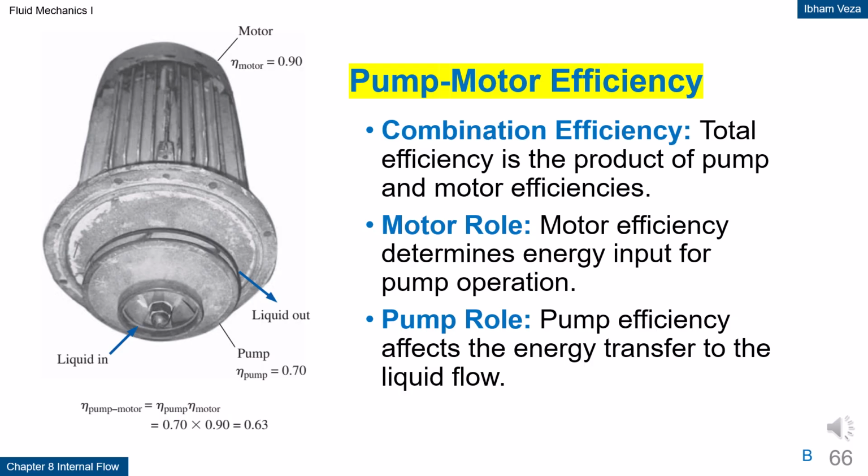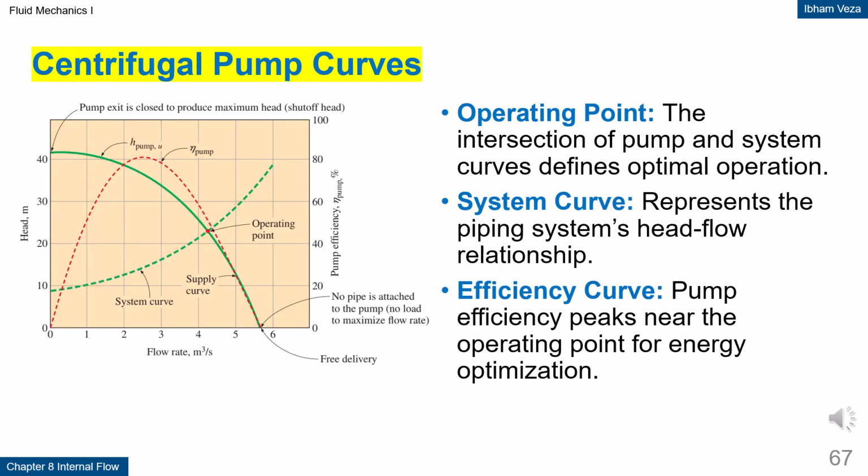Pump motor efficiency. The total efficiency of a pump system is the product of the motor efficiency and the pump efficiency. The motor determines how much electrical energy is converted into mechanical energy. The pump determines how effectively this mechanical energy is transferred to the fluid. Losses in either component directly reduce the overall system efficiency. Therefore, the motor and pump must be selected as an integrated unit.